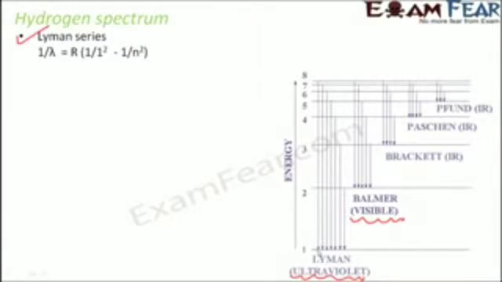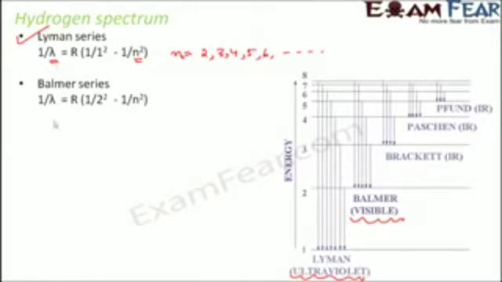What happens in the Lyman series? The lines fall from a higher energy level to n equal to 1. So in this case, the value of n could be anything after 1. n could be 2, 3, 4, 5, 6 or anything. So from any higher energy level, when it falls back to n equal to 1, these lines together form the Lyman series, and the wavelength for the Lyman series can be calculated using this formula.